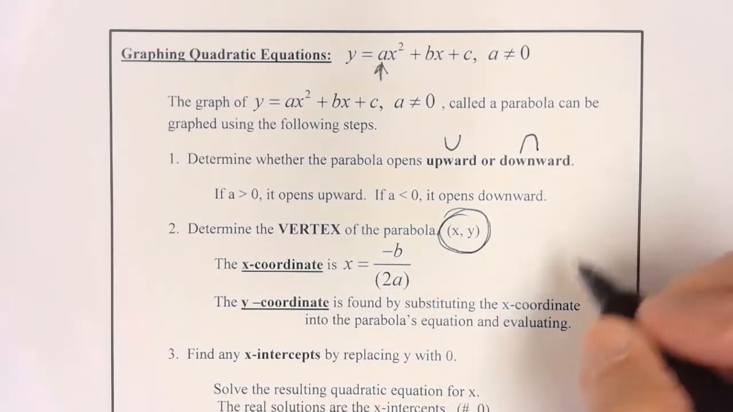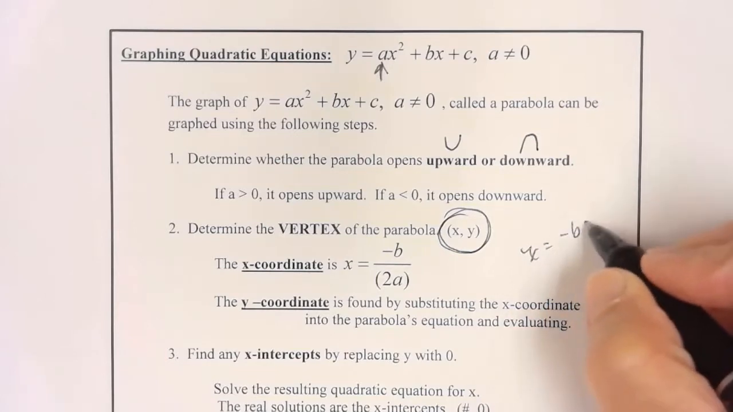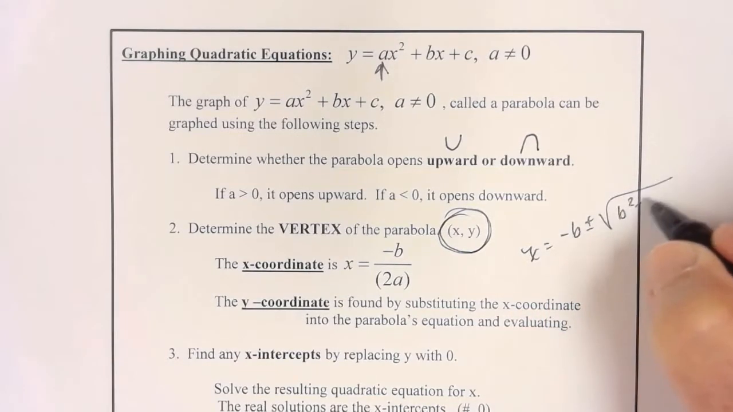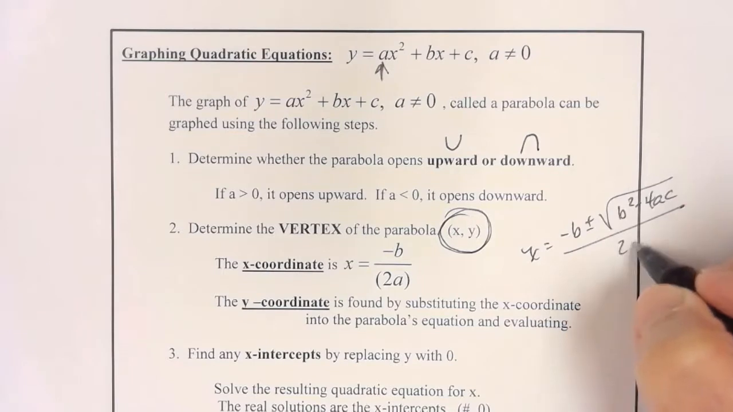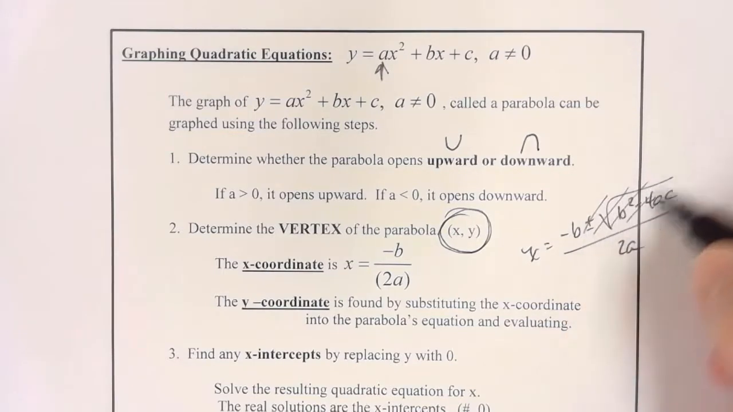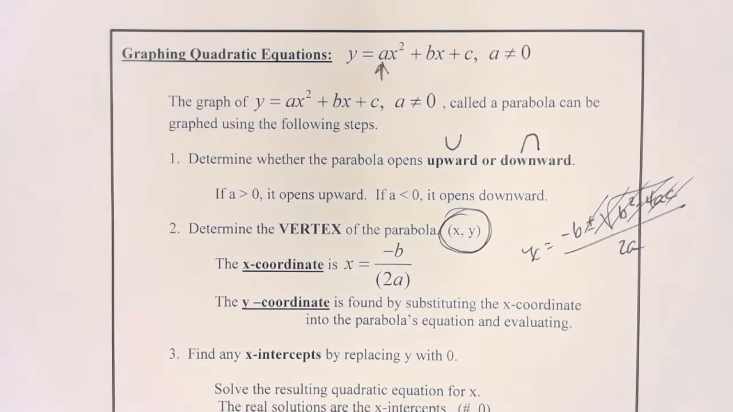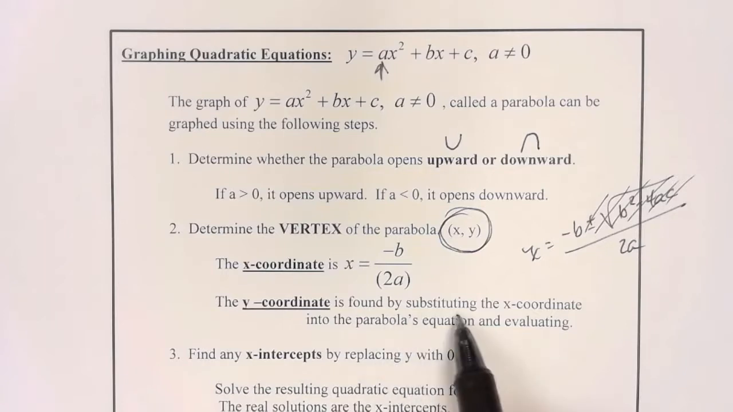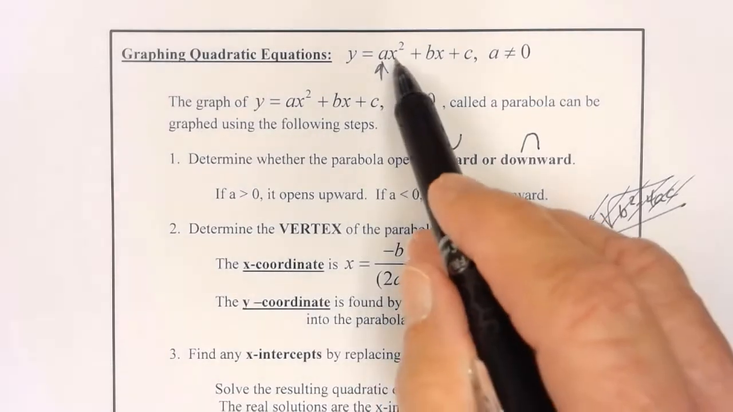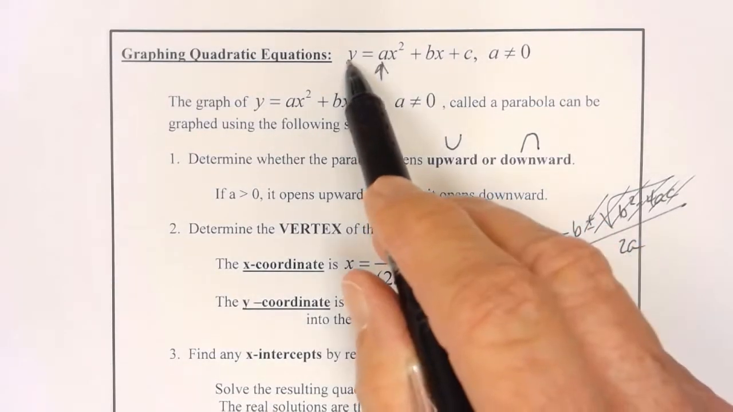Now guys, your quadratic formula, if you sort of don't look at that part, that is the exact same thing to find your x coordinate of the vertex. There is a reason behind it, but just believe me right now. The y coordinate is found by substituting the x coordinate into the parabola's equation and evaluating. So you take your x value, put it back into the equation, and you'll be able to find your y.